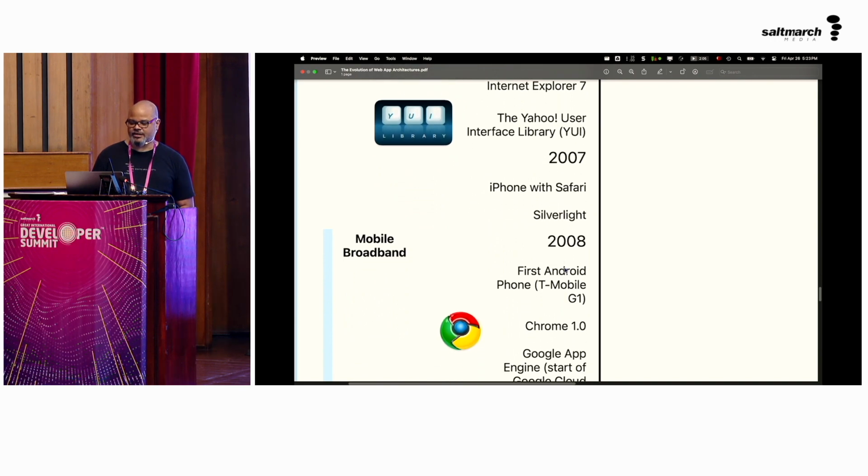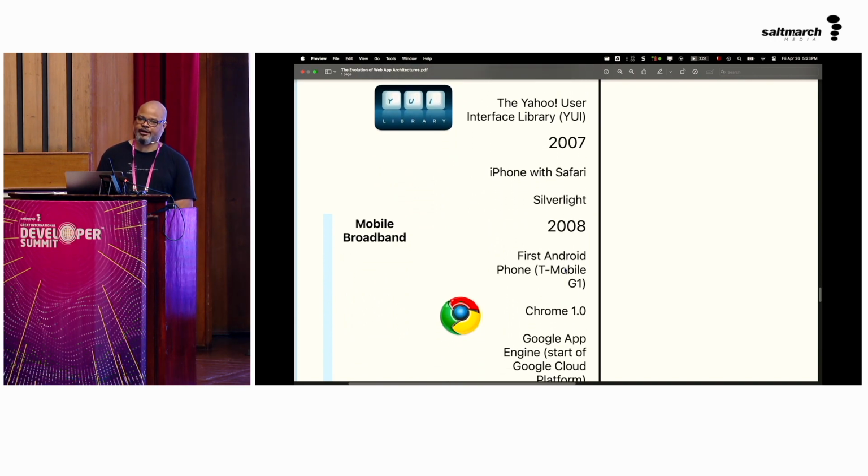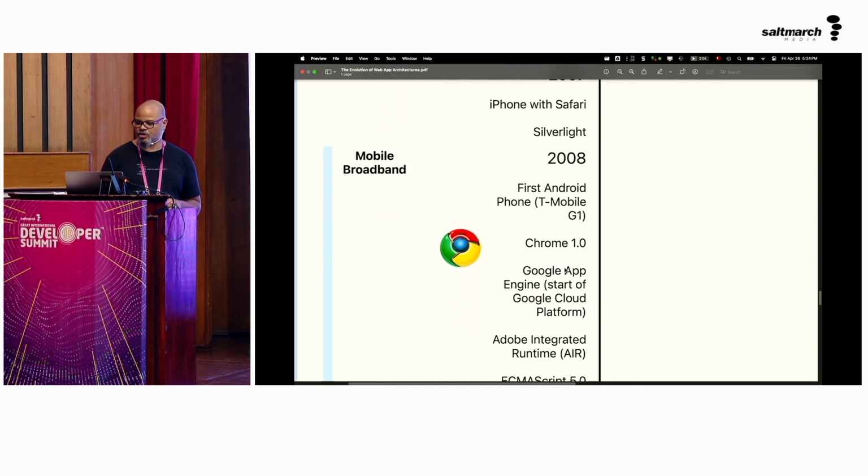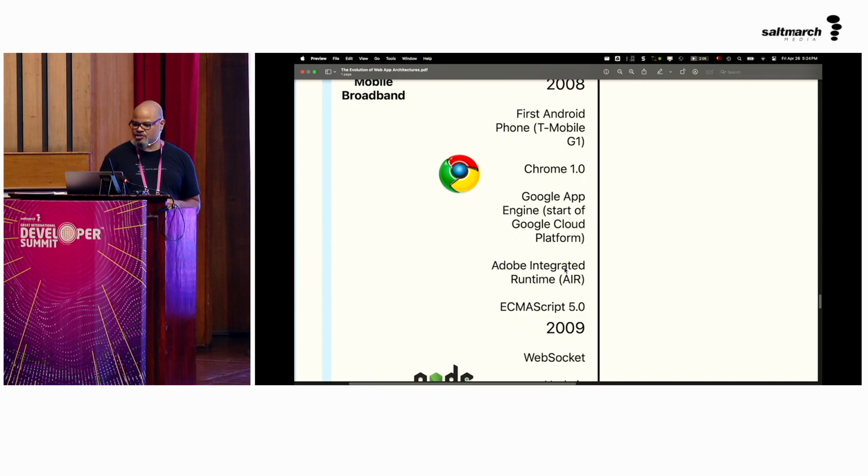So 2007, we got iPhone with Safari. This is significant because now we're starting to have real mobile clients, not just flip phones, right? Real actual browsers. There was also Silverlight, which was like Flash and Shockwave, but from Microsoft. 2008, we get our first Android phone. And we also get Chrome, Google App Engine, Adobe Air, which was an attempt to make Flash run on the desktop and have more features, and ECMAScript 5.